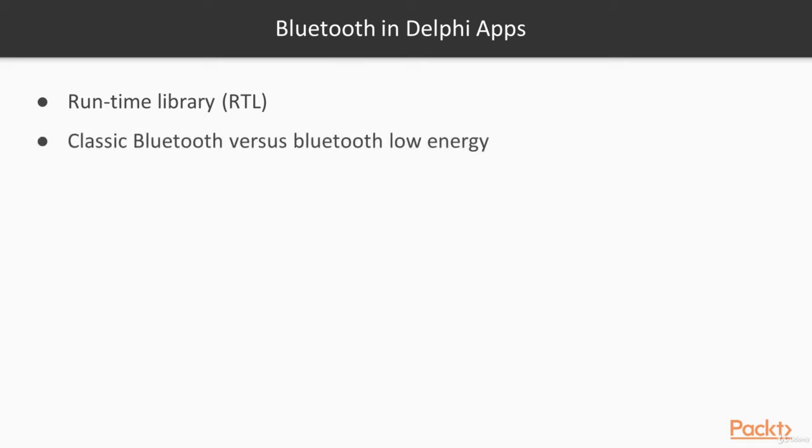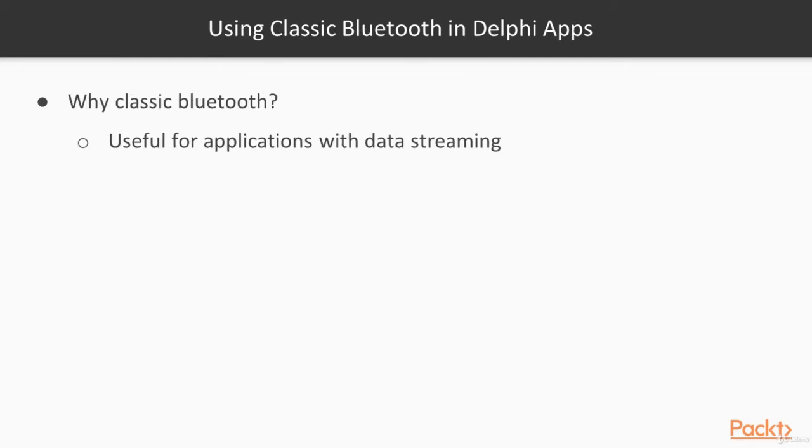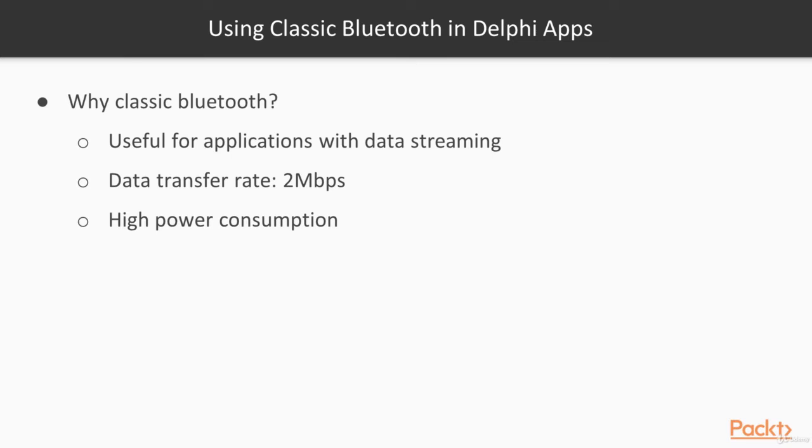The Bluetooth core specification defines, since version 4.0, different types of Bluetooth protocols, such as Bluetooth Low Energy. The original Bluetooth protocol is known as Classic Bluetooth. Classic Bluetooth provides a much higher transfer rate than Bluetooth Low Energy, at the cost of higher energy consumption. Why Classic Bluetooth? Because it is useful for applications with data streaming. The data transfer rate of Classic Bluetooth is 2 megabits. That's why Classic Bluetooth uses high power.